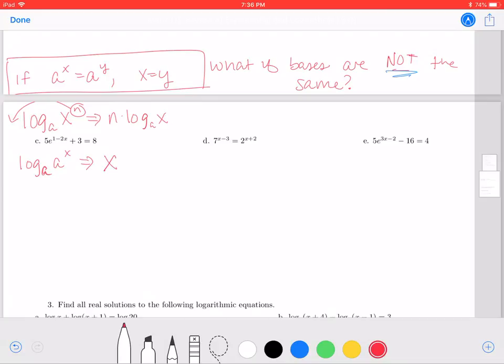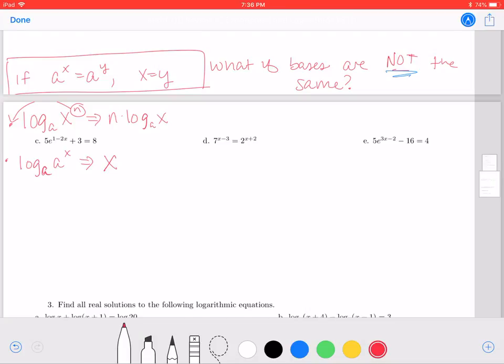So the difference, if you notice, between this property and that property, is here the base and the value you're taking the log of are the same, a and a. Here it's base a, but the value that I'm taking the exponent of is x, so I can't do this cancellation. So how do we use this? Let's take a look at D.